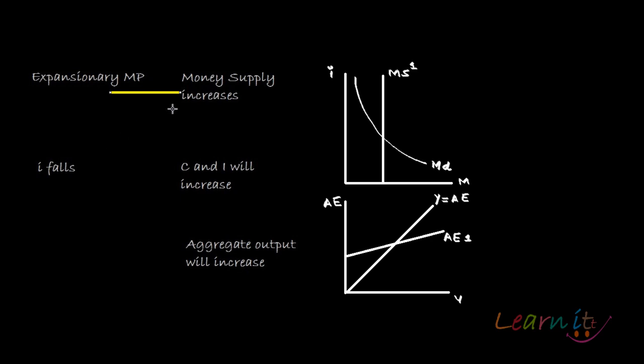Now, because of the increase in money supply, it will lead to a fall in the interest rates. Because of the fall in interest rates, consumption and investments would increase. And because of the increase in consumption and investment, aggregate output would increase. So, expansionary monetary policy means that money supply is increasing in the economy, interest rate is falling, consumption and investment increase, and aggregate output increases.